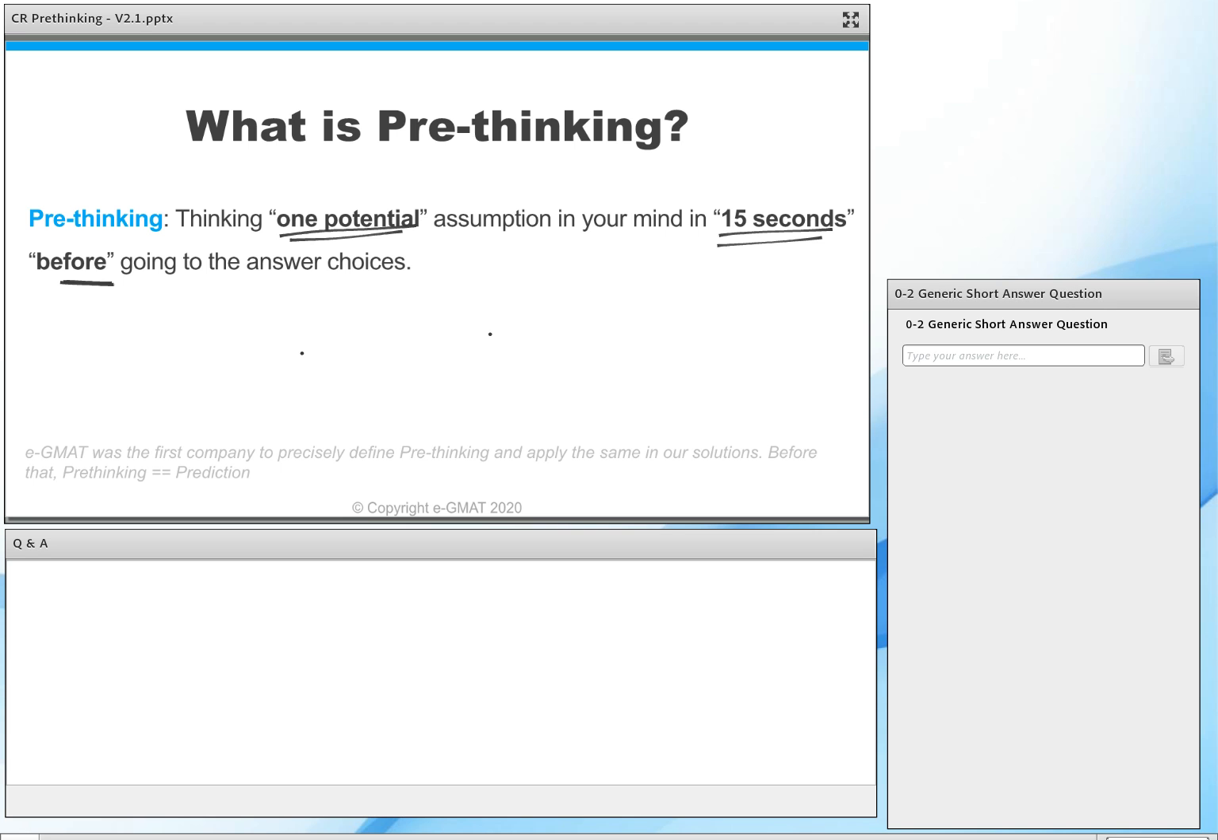And pre-thinking is something that you use for every argument-based CR question type, including assumption, strengthen, weaken, evaluate, fill in the blanks, paradox, as well as boldface. The reason I'm talking about this is because this term has existed, but it's been abused, and people usually consider pre-thinking as predicting the answer. That's why we had to define it so precisely, so that people don't think that it's black magic. Pre-thinking is a process. It's a logical approach to answering CR questions.